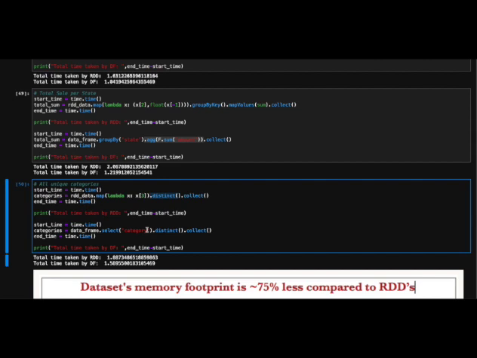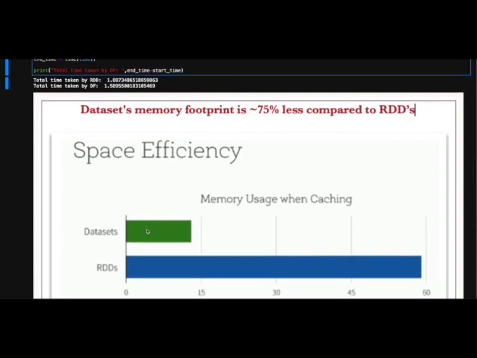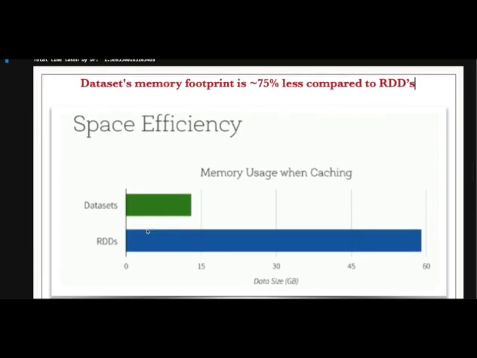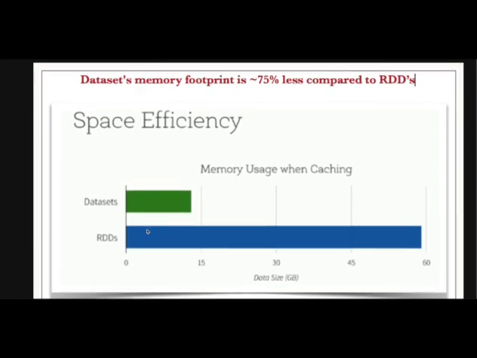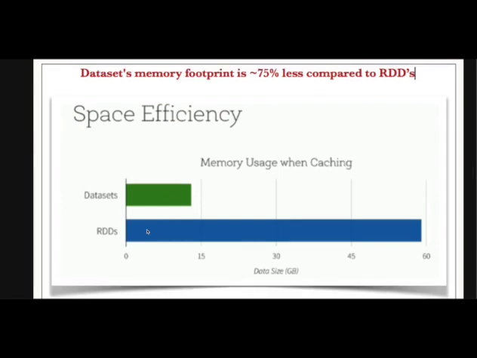However, DataFrame based APIs again outperform RDDs as their data footprint is much smaller. Compared to RDDs, datasets use much less memory, almost 75% less memory, especially when caching. This is because of the efficient serialization and deserialization protocols that are used by datasets, since they know the type of each column, so they know what kind of data to expect.